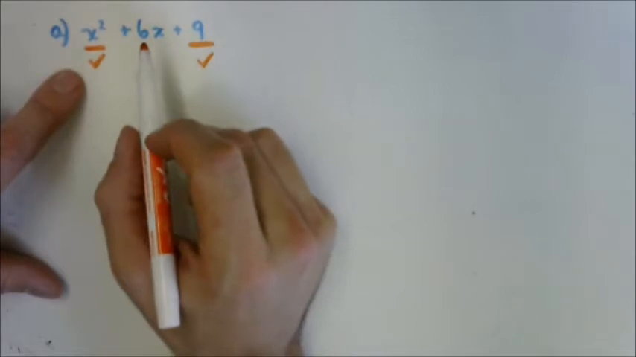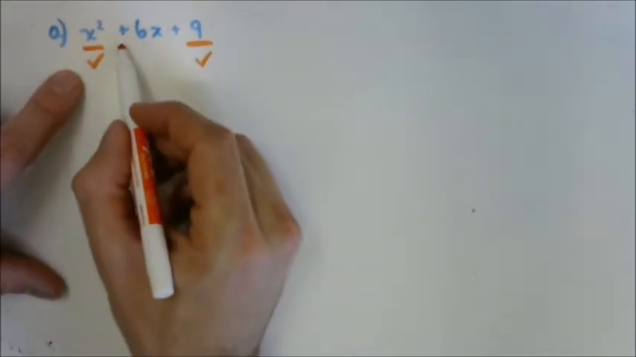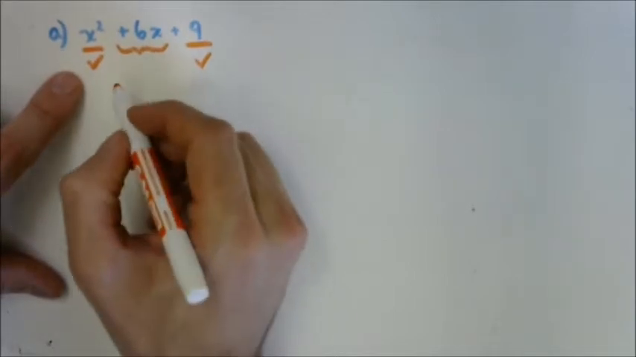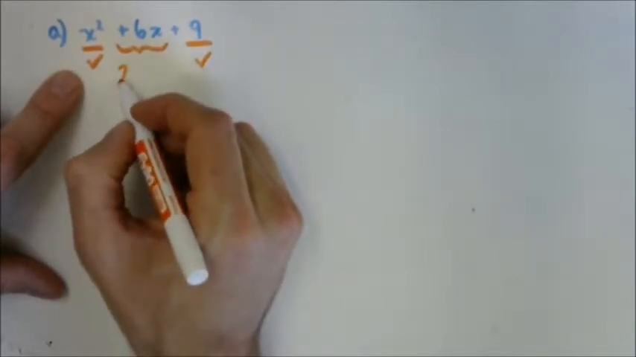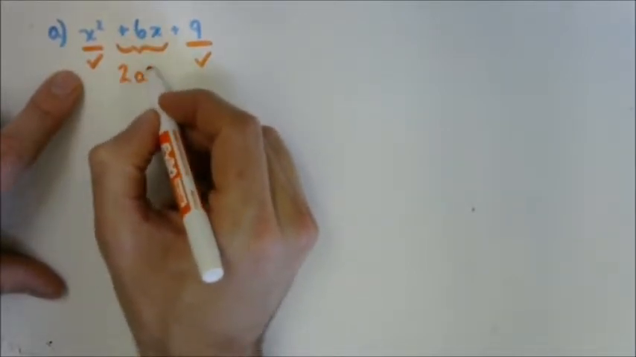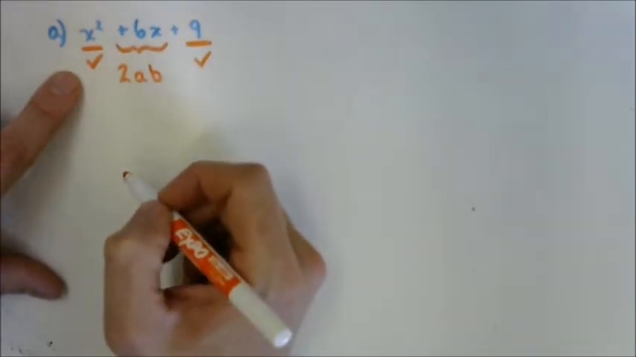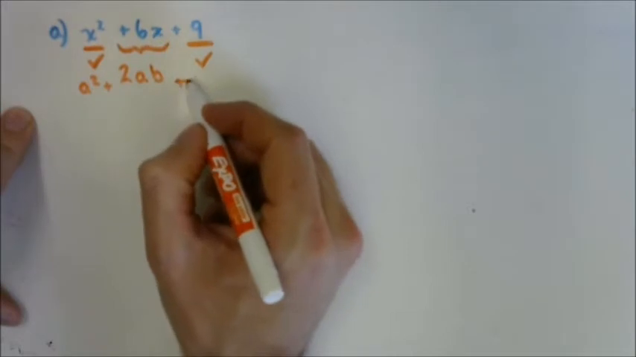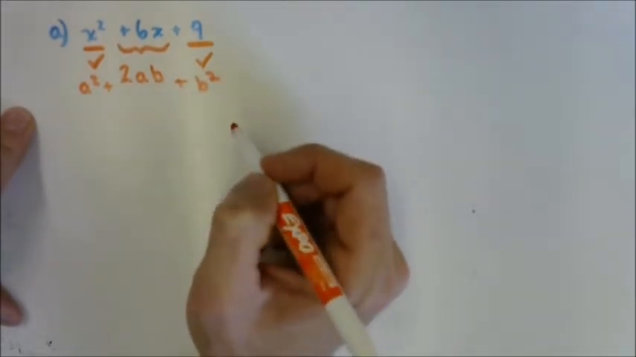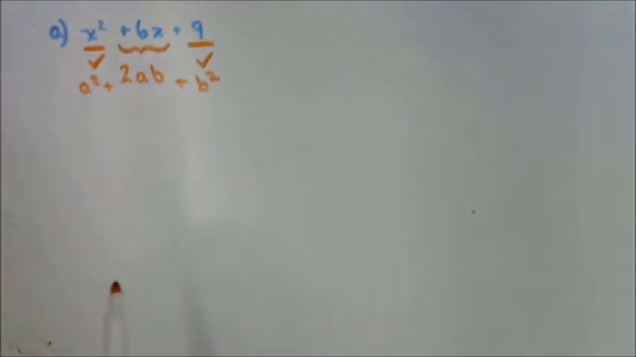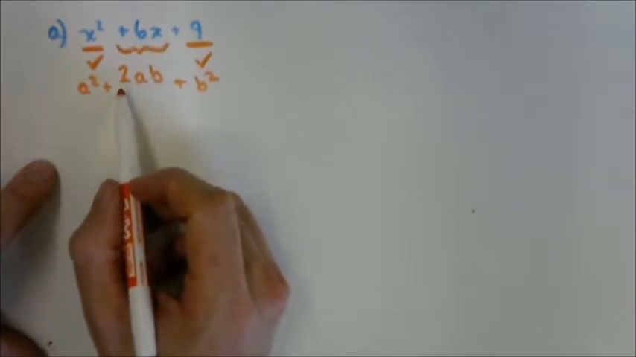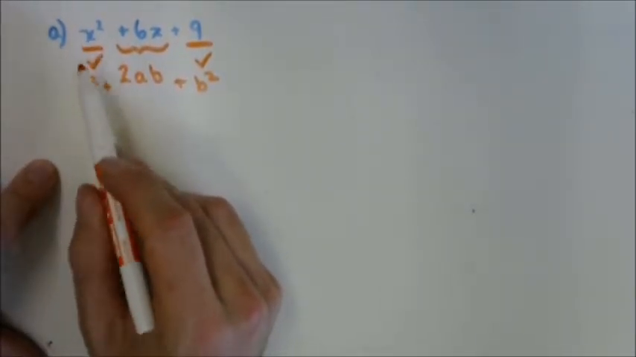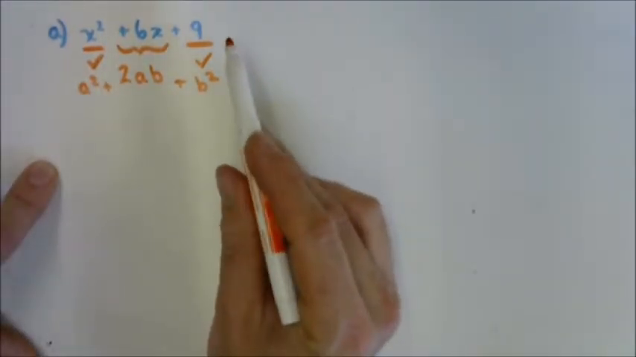Now, if it is a perfect square trinomial, how does this middle term get built? It's 2 times a times b, right? That's the pattern. a squared plus 2ab plus b squared. Okay, so let's find out if this middle term actually was built from the a of the first term and the b of the last term.